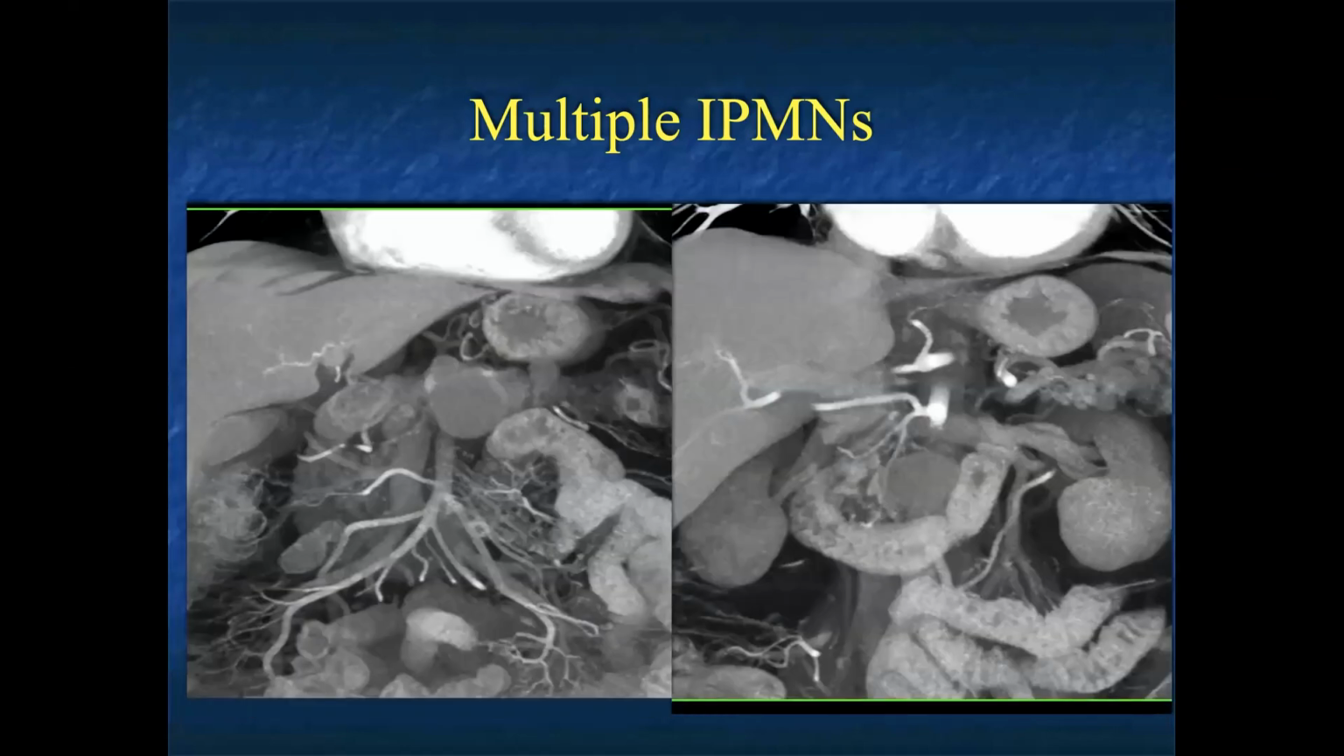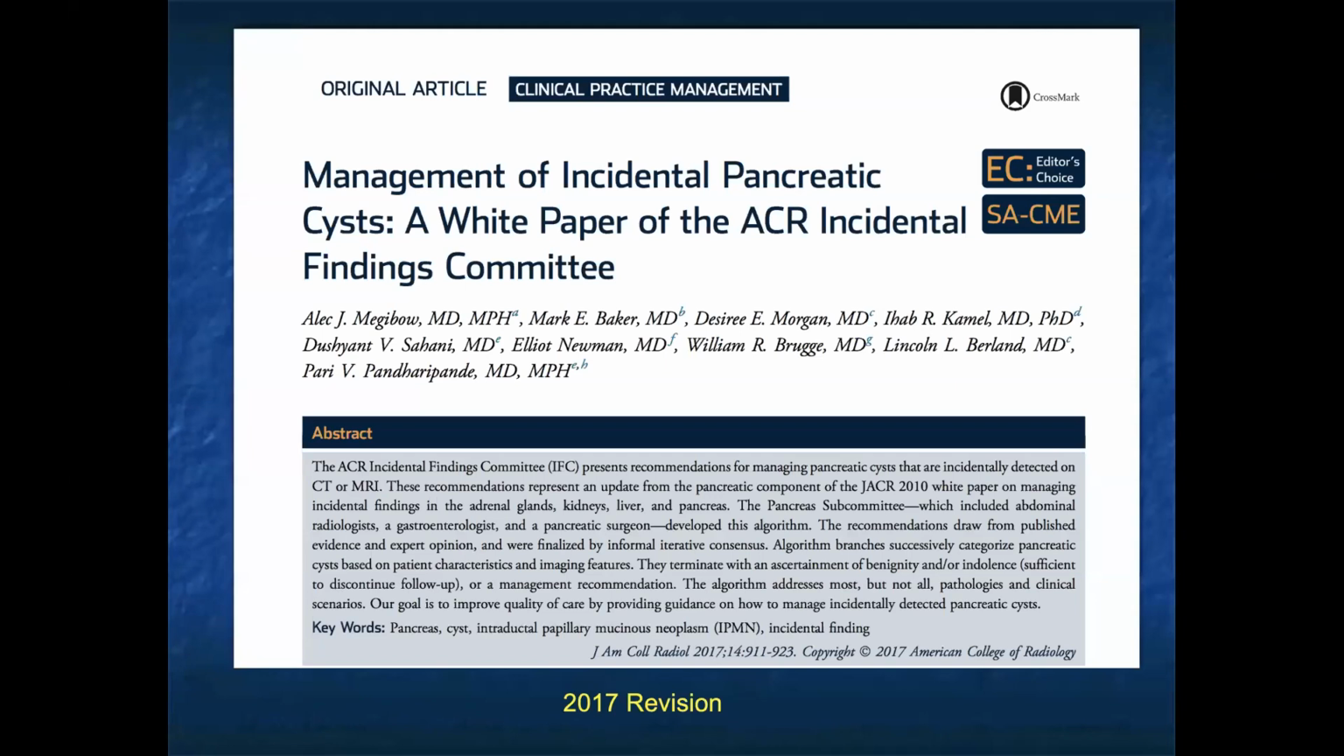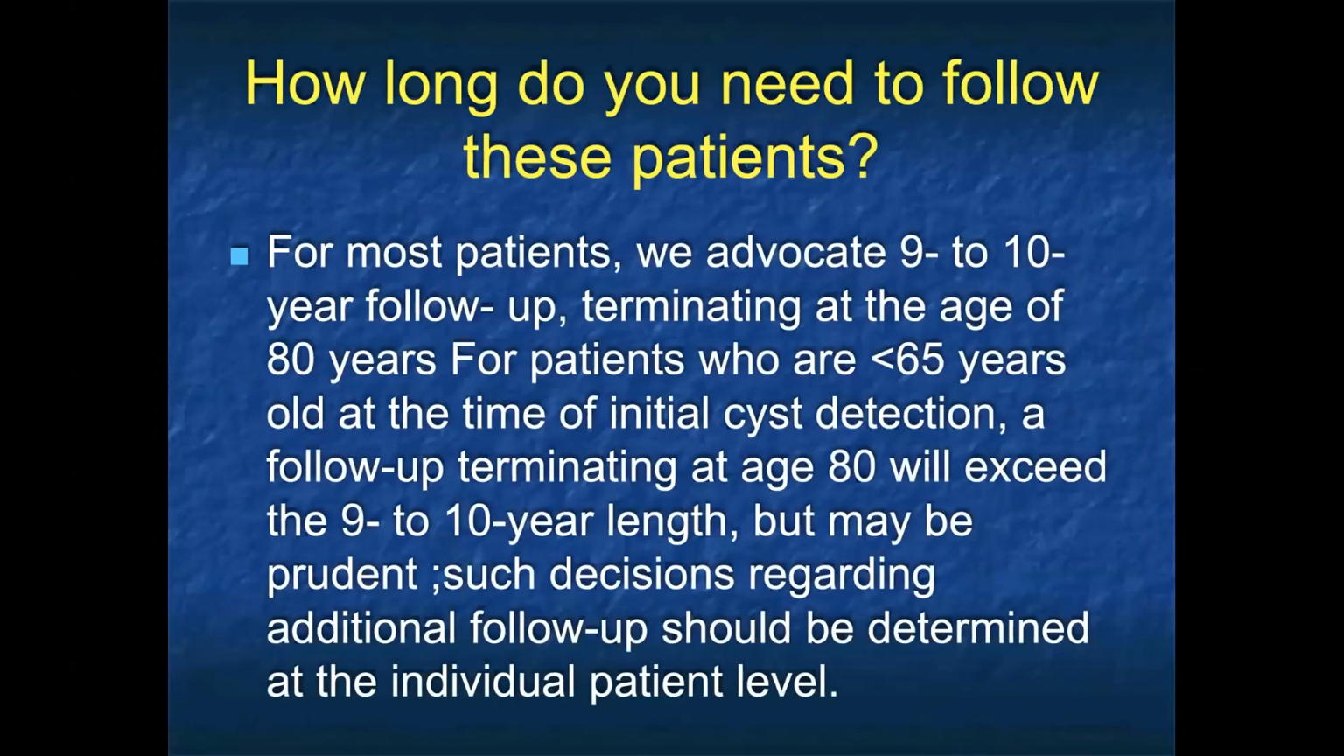We'll look at the multiple IPMNs. If the patient has a family history, the patient may get EUS. If not, the patient will simply be followed by CT or MR. If you look at the current recommendations from the ACR, you will follow the patient yearly with CT or MR for 9 years. Now, they put the lesions in categories, and I won't go into it. They do different categories by size, but at the end of the day, you're following the patient for a minimum of 9 years, okay, which is a long time, and that's very challenging.